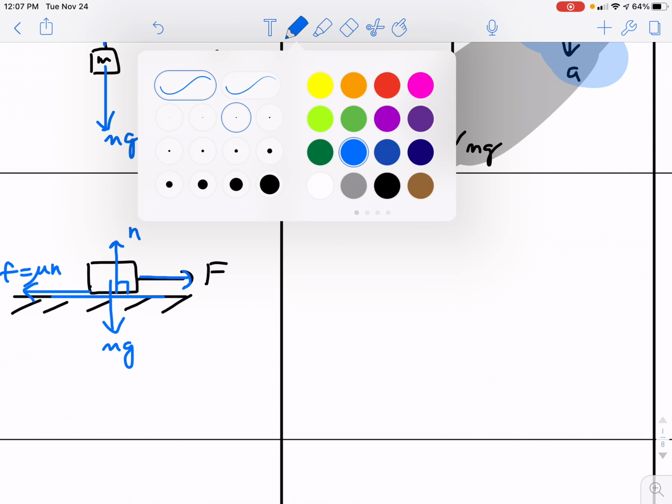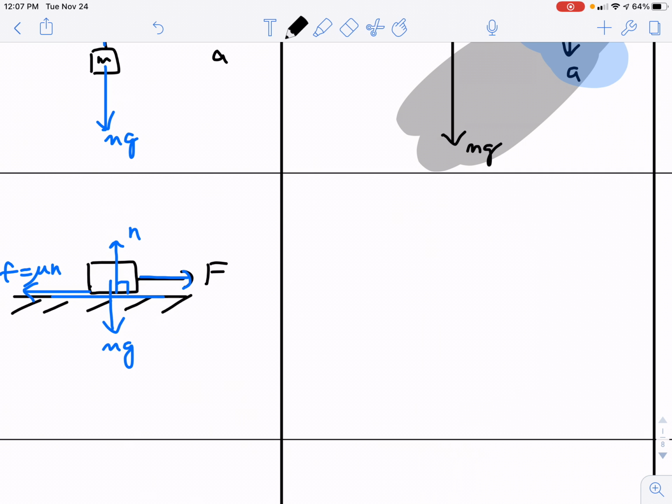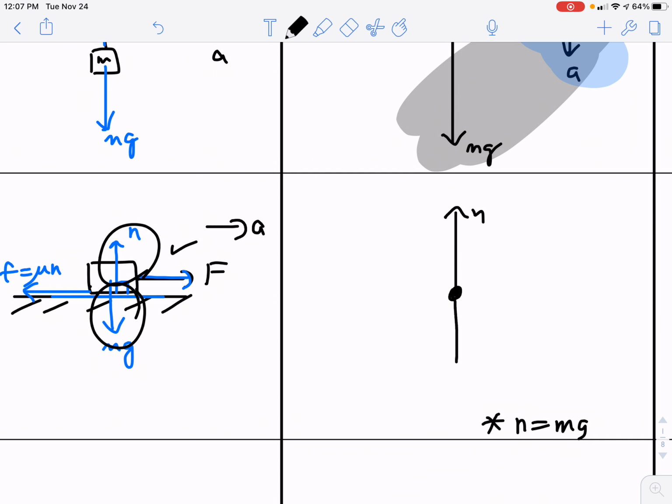Now, one thing to consider: normal force should balance the weight. Why should they balance? Because they are the only two forces that are vertical, and since you're accelerating horizontally but not vertically, you need to balance the forces. Therefore, they are equal. So if we're drawing the force diagram for that, we make sure that we draw normal force equal to weight.